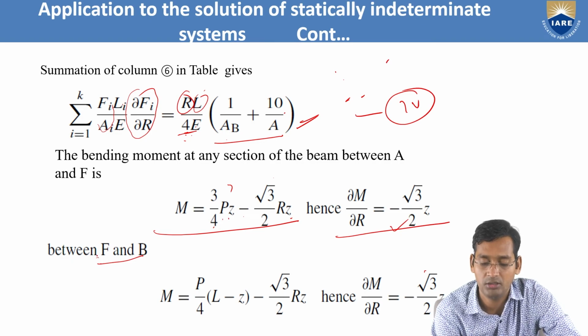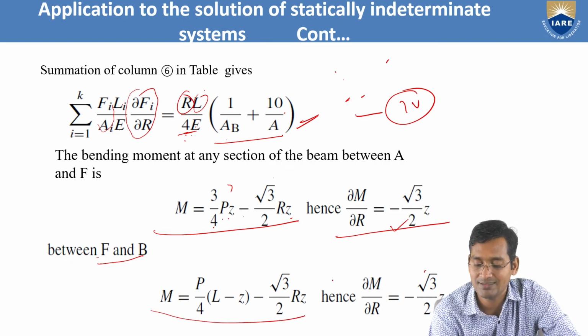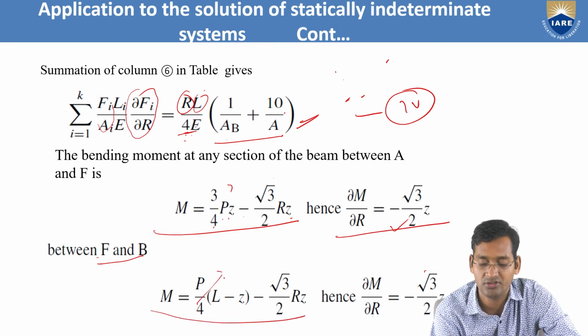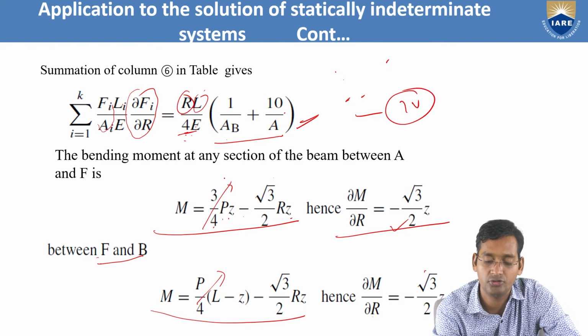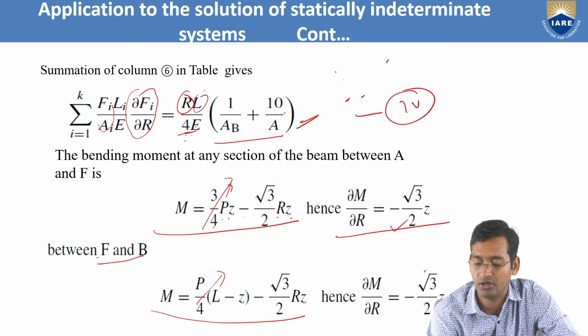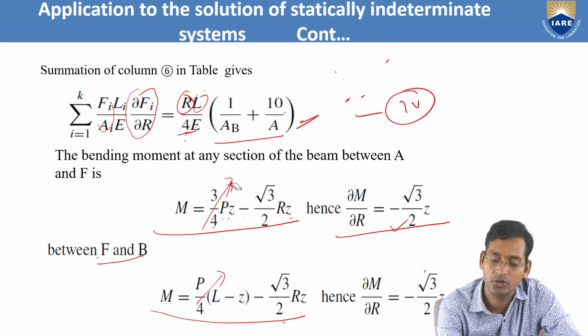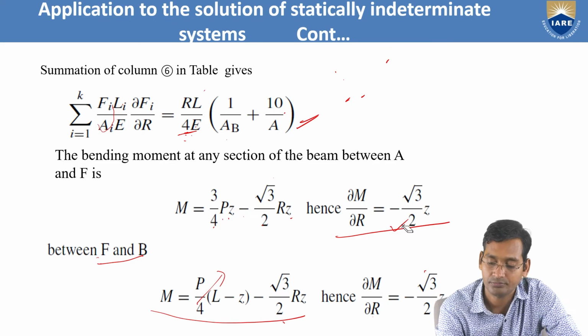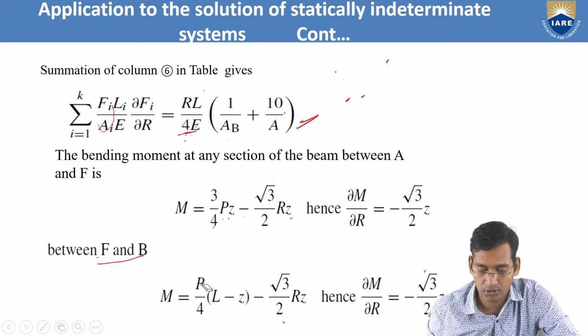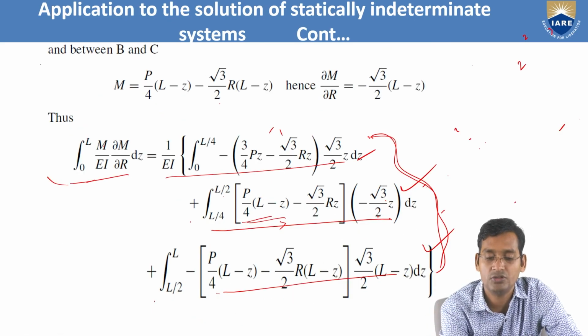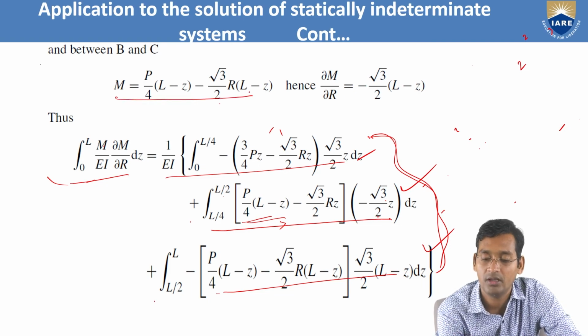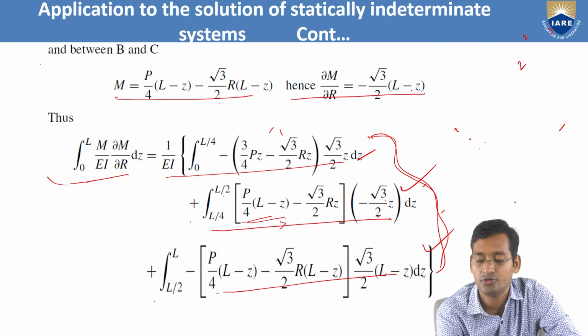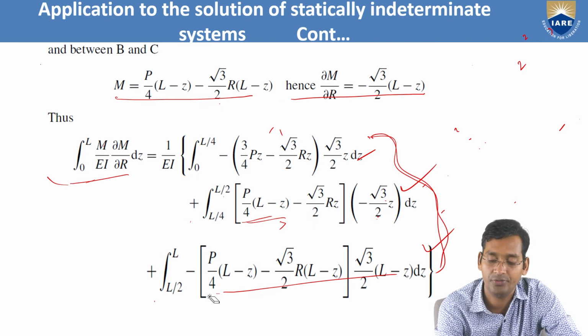Similarly between F to B, this is the moment. Next, dou M by dou R will be, this will get cancelled because P is constant. Here also this will get cancelled, that is 0. Differentiation will be minus 3 by 2R. Similarly here also minus 3 by 2R. So now we have F to B. So next B to C. So B to C moment is this one, right? And after differentiating with respect to R, we will get dou M by dou R in this one.